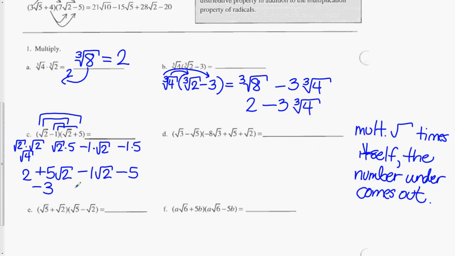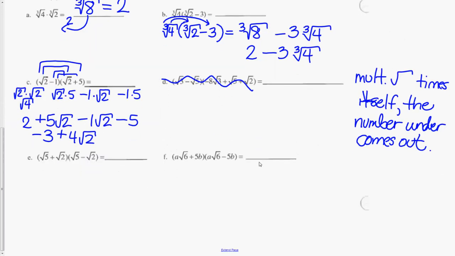I've got a 5 square root of 2 minus 1 square root of 2, so that gives me a positive 4 square root of 2. So a negative 3 plus 4 square root of 2 would be the final answer. This next one, I'm not crazy about it. Let's go on and do the one at the bottom.